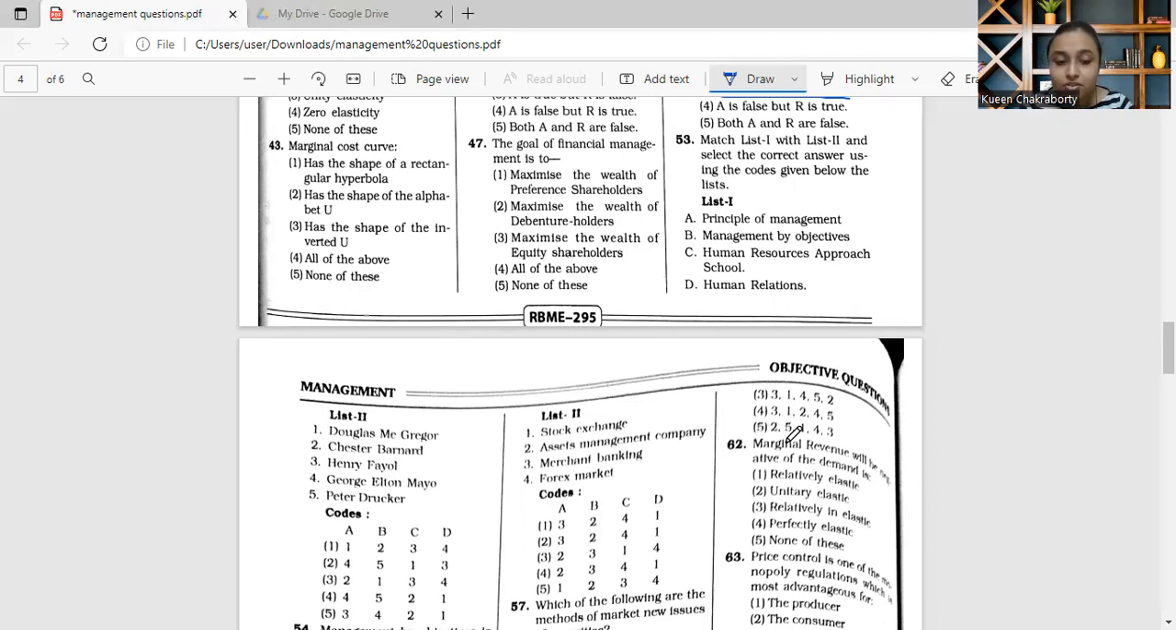Next, we have human relations. We are left with only one answer, that is Douglas McGregor. That's the answer to this number 1. That is McGregor's theory X and theory Y, where the foundation is the human side of enterprise.